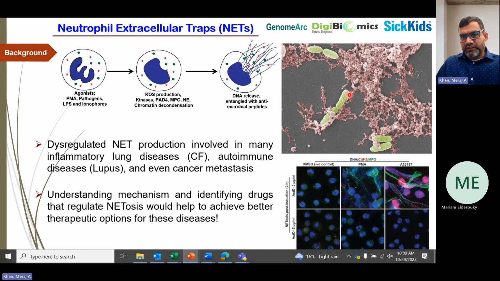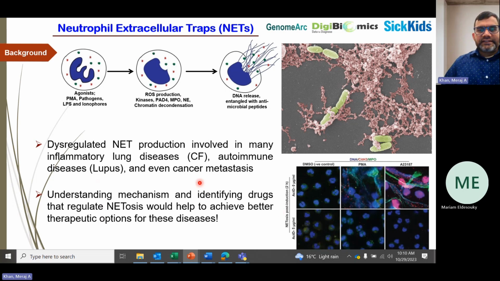And these are the electron microscopy images taken in our lab. See how Pseudomonas aeruginosa is trapped in NETs. The panel below is the confocal microscopy of healthy neutrophils, and with the agonists PMA and ionophore, how they make the NETs. We can stop these NETs by using some drug which inhibits this process. That I will cover in the drug screening part.